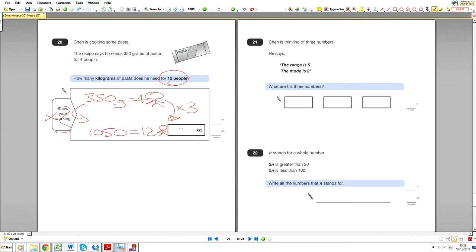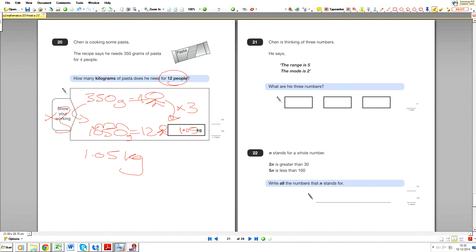Okay, hang on a second. Because it's grams, we're going to change it back into kilograms, divided by 1,000. So the final answer will be 1.05. You can't put an extra 0 in there, that won't make any difference to the answer. But 1.05 kilograms is the simplified answer to that.